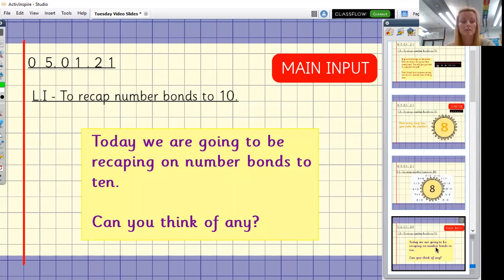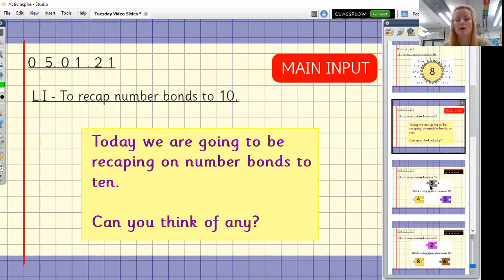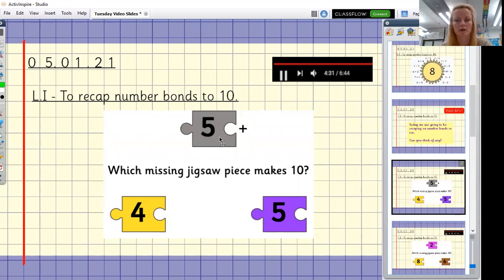Today in maths, we're going to be recapping on number bonds to 10. Just have a quick think. Can you think of any number bonds? Okay, so we're going to try and make some. So I want you to try and work out 5 plus something equals 10. So here's a good opportunity to press pause, have a think, see if you can use some resources. Write it down as a number sentence. You might even want to use your hands.